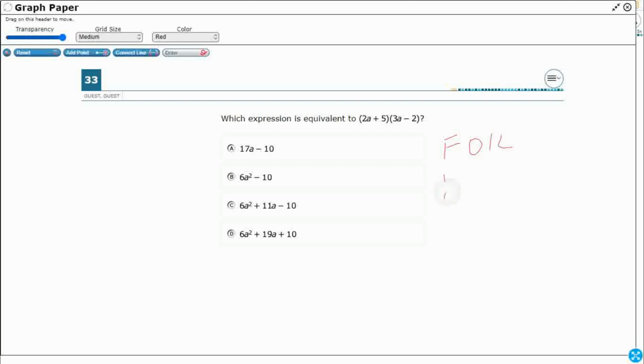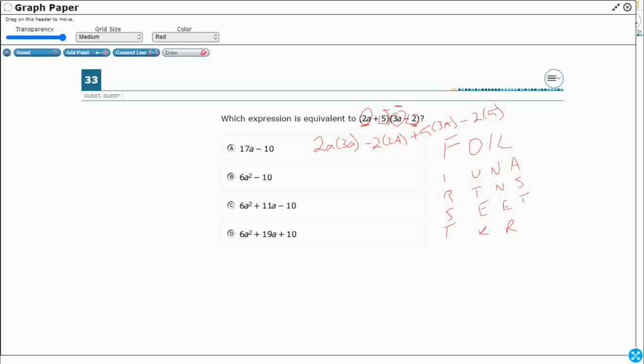So this is first, right, outer, inner, and then last. So we're going to take the first terms and multiply them, right? So that's going to be the 2a times the 3a. And then we've got the outer, so that's the 2a and the minus 2. So I'll do it minus 2 and 2a. So we have to keep that minus in there. Inner is going to be that 5 and that 3a. And then the last, right, is going to be that 5 and the minus 2, minus 2 times 5.